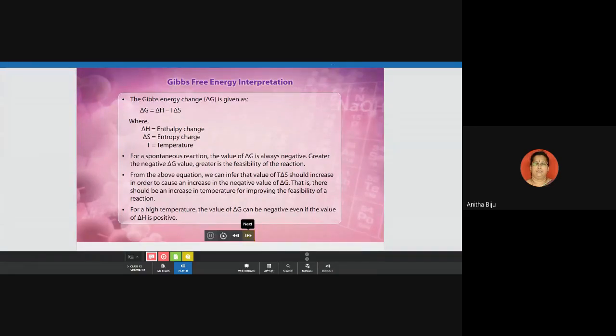And the first one is enthalpy change. When we focus on enthalpy change, two things are there. There are some reactions where enthalpy change is negative. That means they are exothermic processes. For example, when we dissolve sulfuric acid in water, a large amount of heat energy is evolved. So that means delta H is negative.